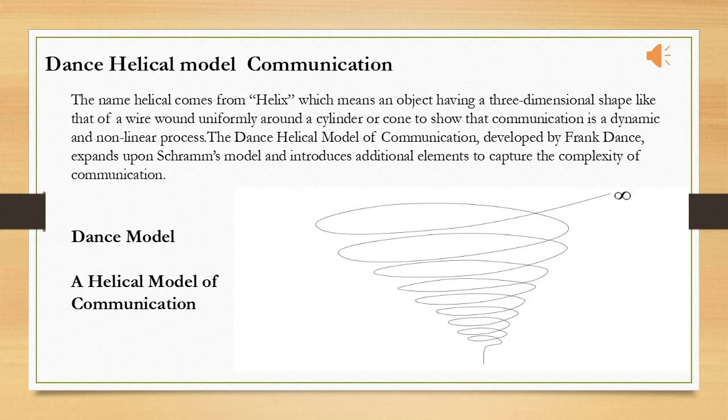The name helical comes from helix, which means an object having a three-dimensional shape like that of a wire wound uniformly around a cylinder or cone to show that communication is a dynamic and nonlinear process. The Dance helical model of communication, developed by Frank Dance, expands upon Schramm's model and introduces additional elements to capture the complexity of communication.